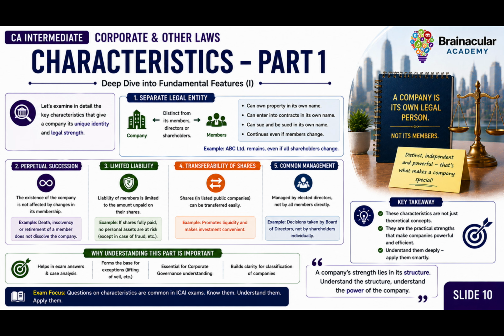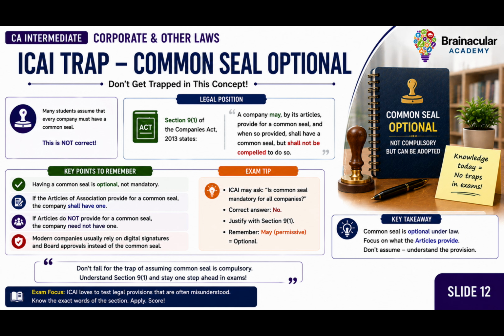Next it is common seal. Traditionally, the company's official signature or a physical stamp on formal documents. So ICI का एक trap है यहाँ पर कि common seal is mandatory for every company. This is wrong. Under the Companies Act 2013, as amended, common seal is optional. Remember, common seal is optional. A company may choose to have one or authorize officers to sign on its behalf. This is one of the most common wrong answers in CA intermediate exams.